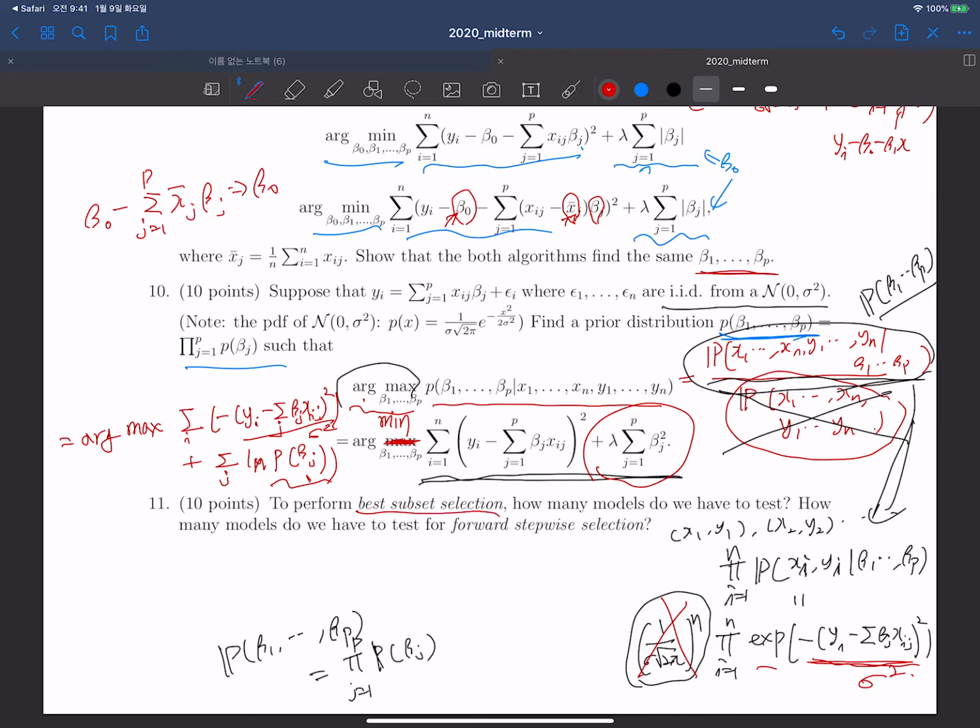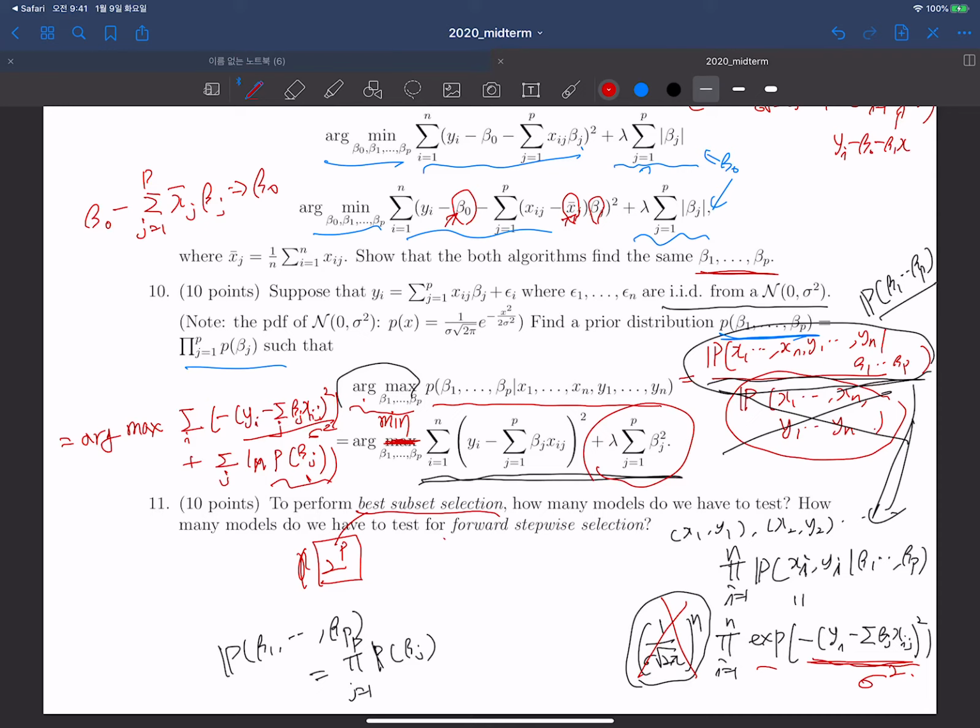Simple. To do best subset selection, you have to test all the subsets of your predictors. Which means the number of subsets of p elements, so you have to test 2 to the p models for the best subset selection.